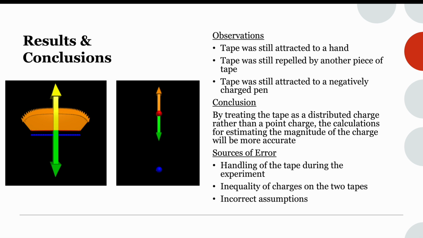Some possible sources of error are handling of the tape during the experiment, inequality of charges on the two tapes, and incorrect assumptions. And then the photos: the left one is from Lab 2, and the right is from Lab 1. So the blue is the charge, so you can see in the left that we treated it as a line of charge, and then in the right it was just treated as a point charge.